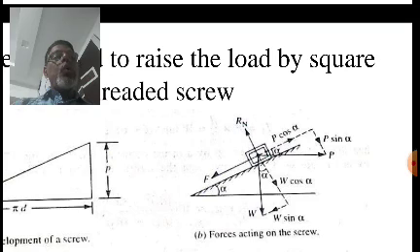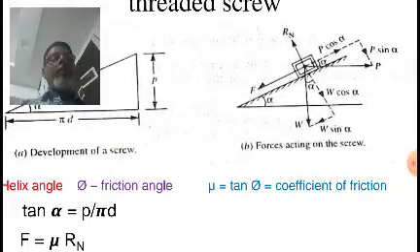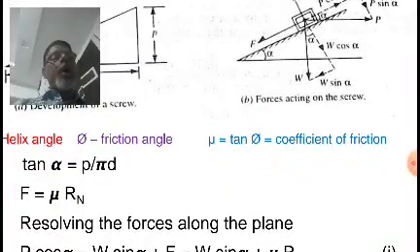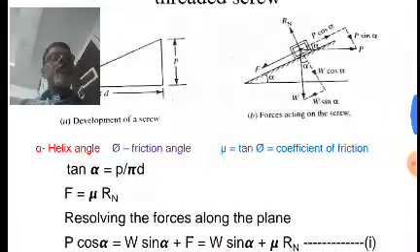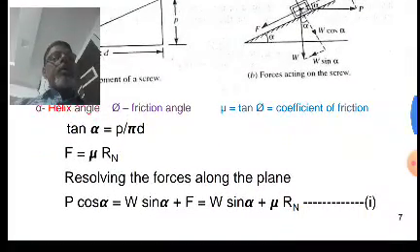And when this load moves up the inclined surface, then definitely there is friction, right? So when there is friction, the frictional force will act in the opposite direction, that means in the downward direction, and that frictional force F is equal to mu into Rn, right? These are the very basics of friction.